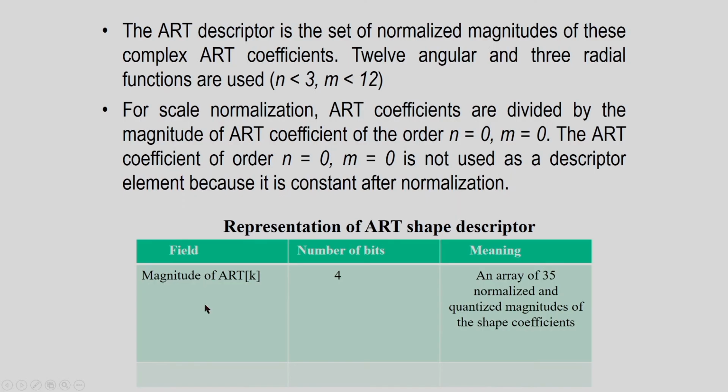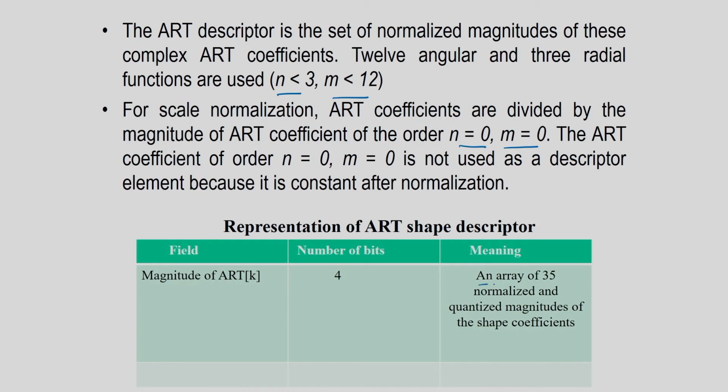And the ART descriptor is the set of normalized magnitudes of these complex ART coefficients, and 12 angular and 3 radial functions are used. So that means N is less than 3 and M is less than 12 I am considering. If I neglect the ART coefficient of order N equal to 0 and M equal to 0, that is used for normalization, then I will have only 35 normalized ART coefficients.